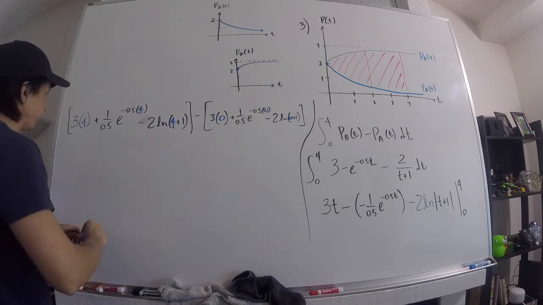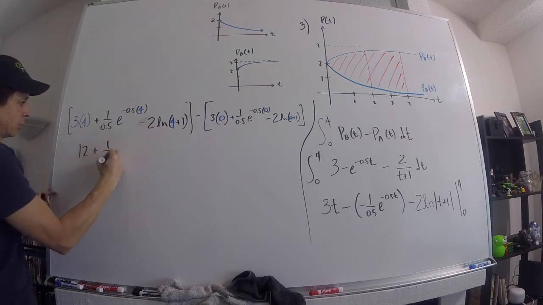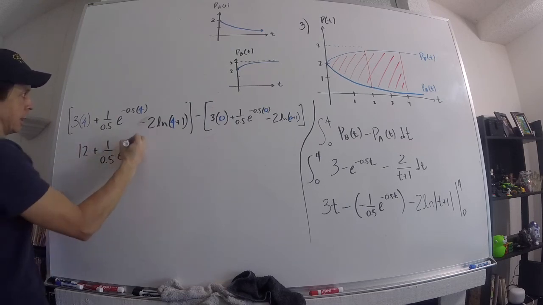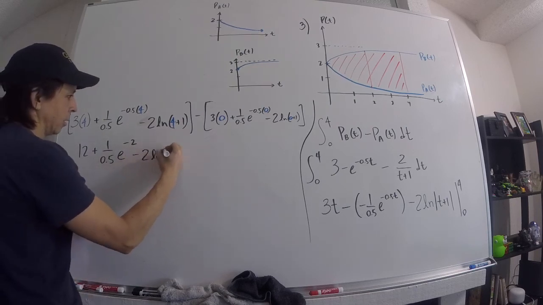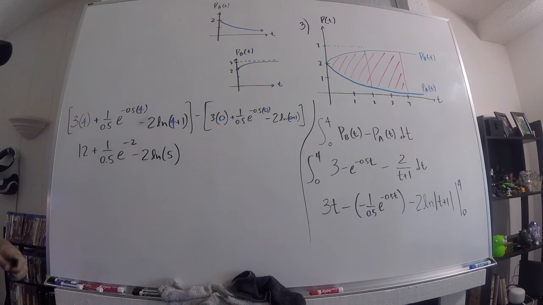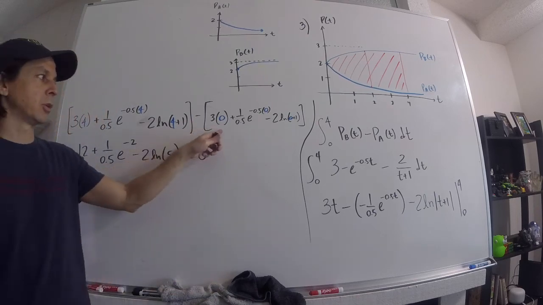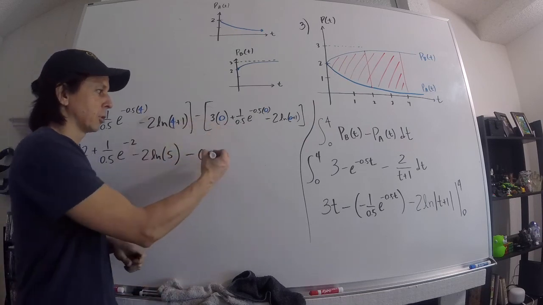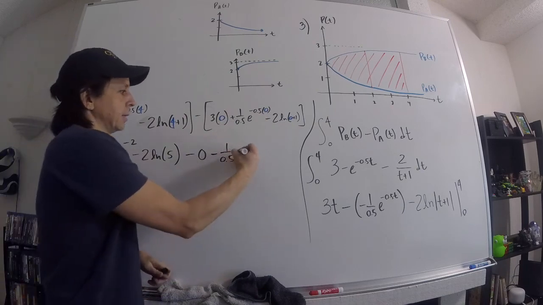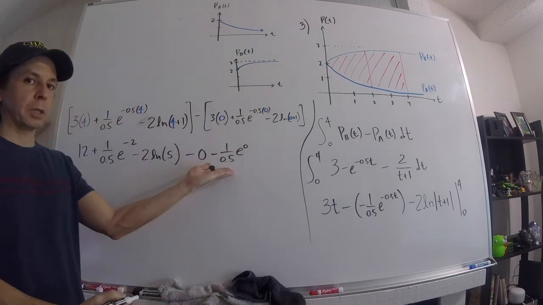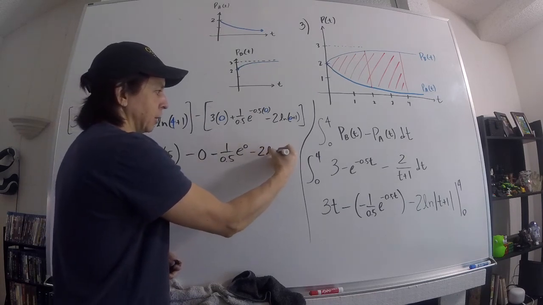All right. I got 12. I got e to the negative 2 minus 2 ln of 5. Okay, minus 0 for the 3 times 0. I'm going to distribute that minus sign. It's going to be minus 1 over 0.5. e to the 0 is 1. That does not disappear. That's still going to be a term that we have to deal with. So that's 1. And then minus 2 ln of 1.